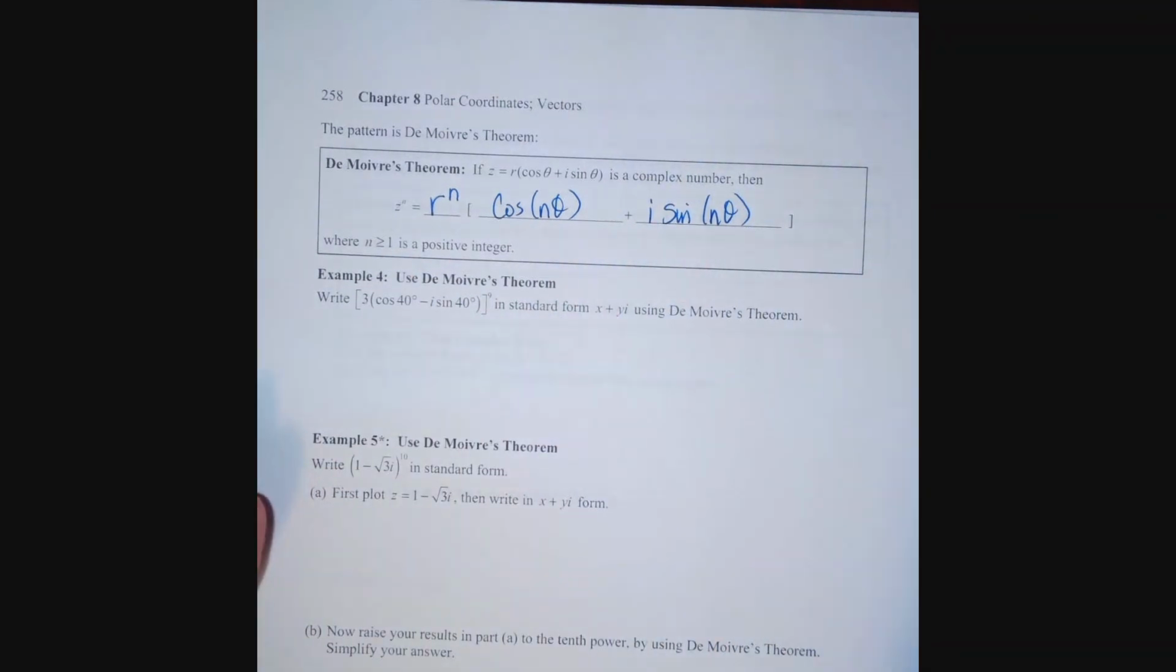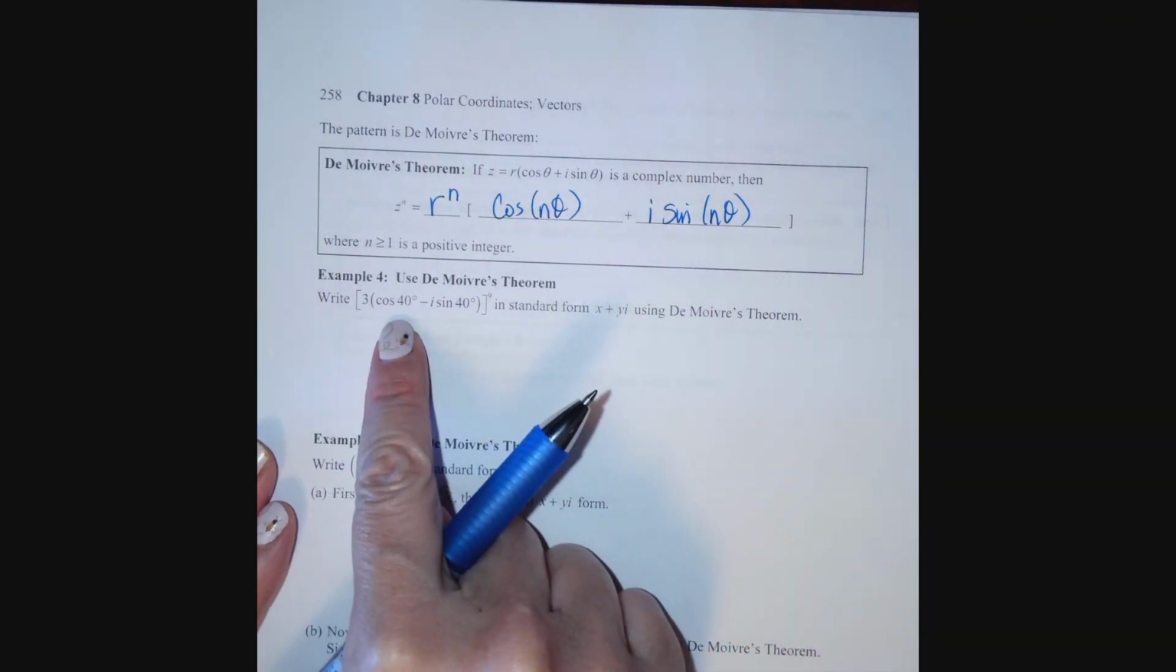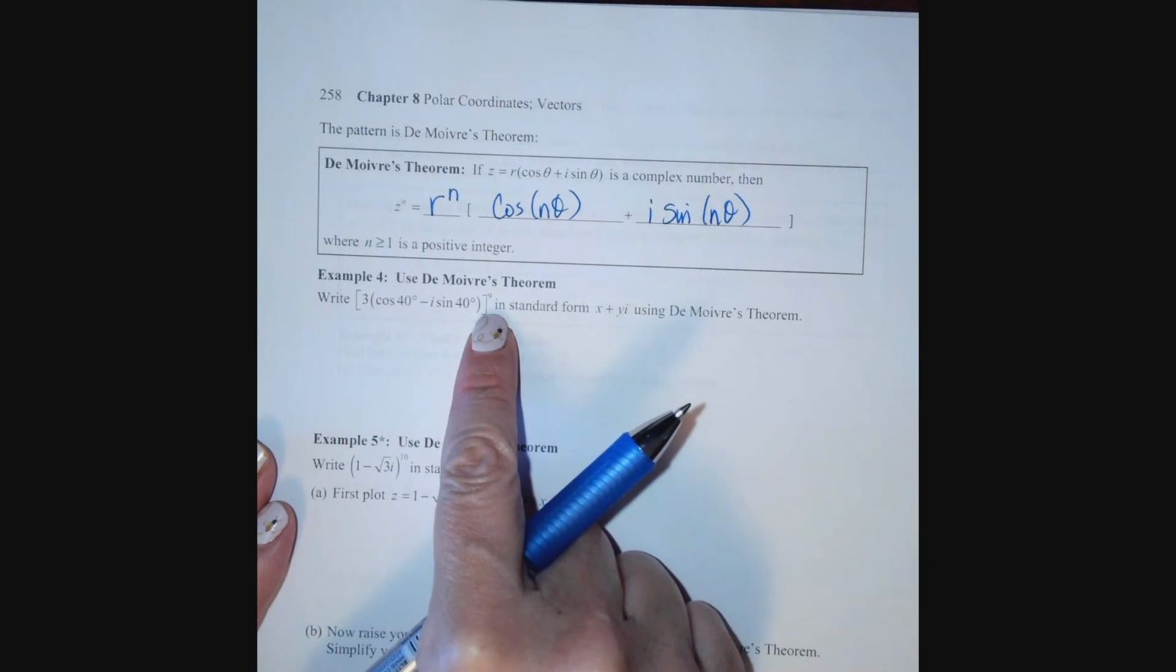Okay, now we are going to write 3 CIS 40 degrees to the 9th power in standard form. So standard form is my rectangular form.